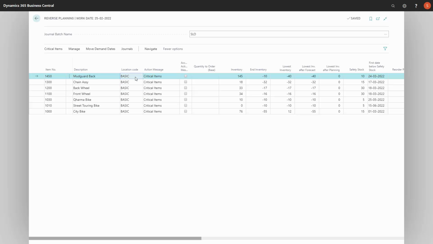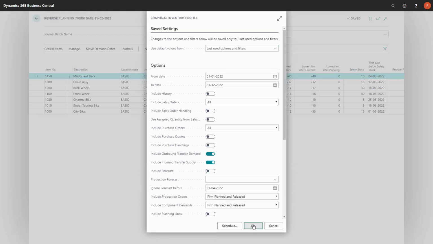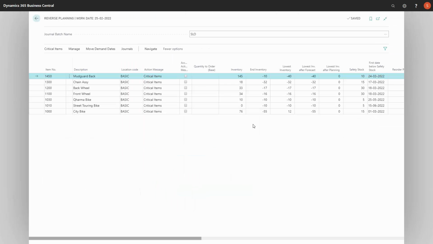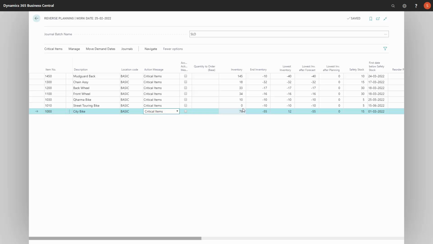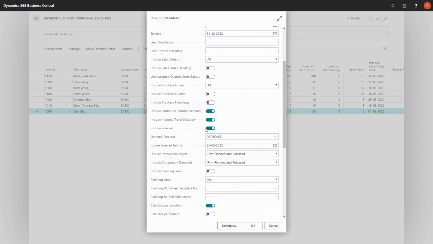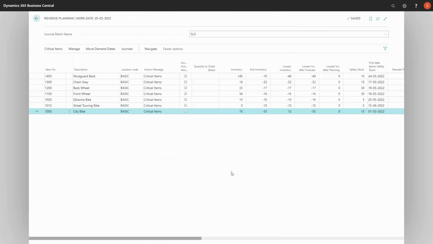So if I'm looking at one of my other items in here in the period, I can see that the end inventory is negative, so overall I need to do some replenishment. This field also relates to my forecast level, so if I'm including forecast in the calculation, it's of course included. So for instance, the last item here is minus 55, but that's actually because I calculated in my selection, including the forecast, and that is taken into account.